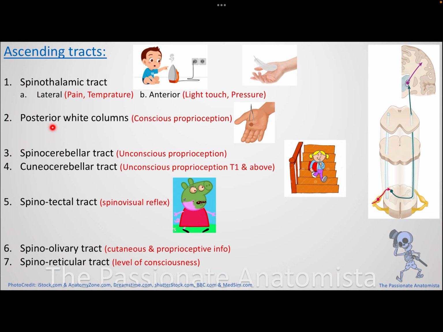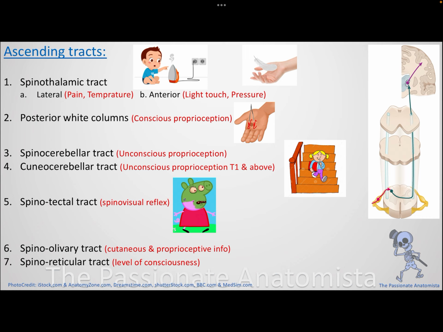And then we have the posterior white columns. They are important for the conscious proprioception. Now, guys, for the posterior white column, I just want you to know one thing. When we explain the posterior white columns, I will keep on saying proprioception, but it carries also the two-point discrimination. It can also carry information about the fine touch. Actually, the white columns are very specific. If I have a pen and I'm trying to pinch you at one part of your body and another, and I tell you how many pins are touching your hand, you will tell me I can feel two.